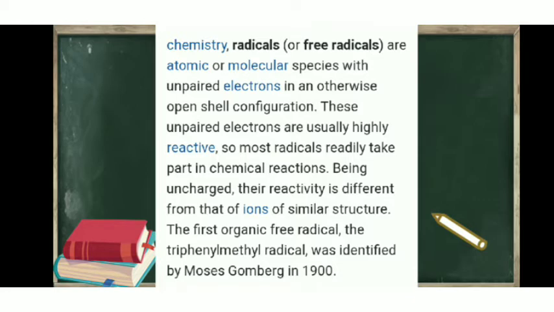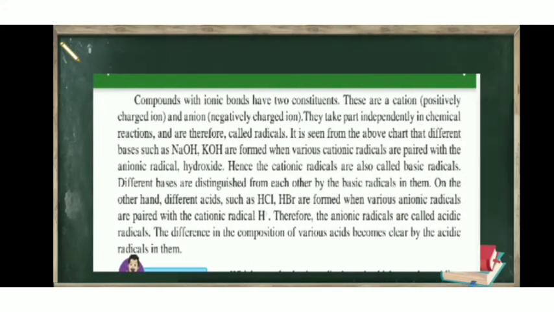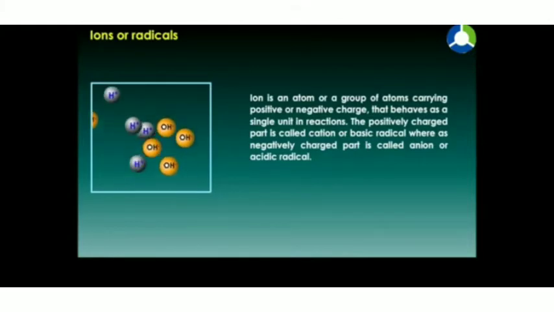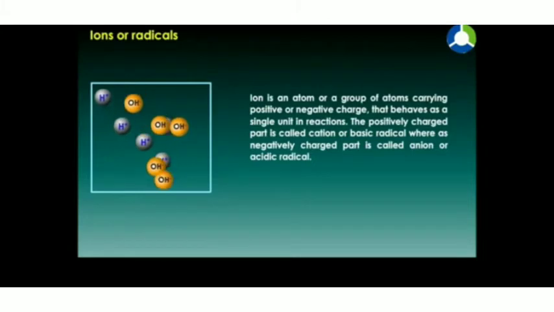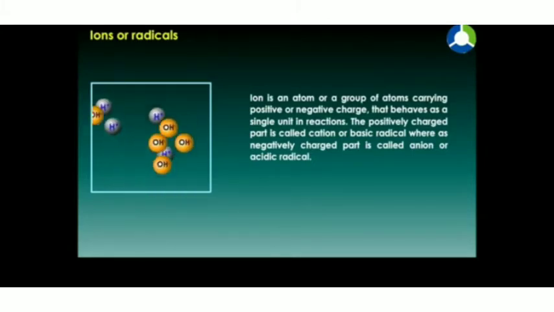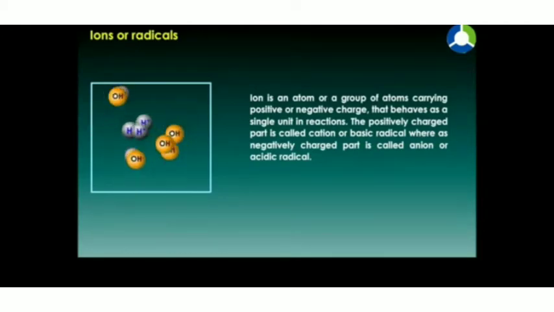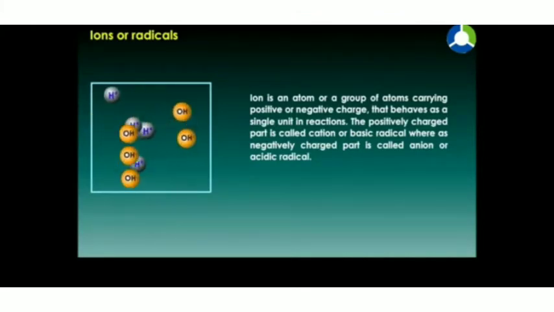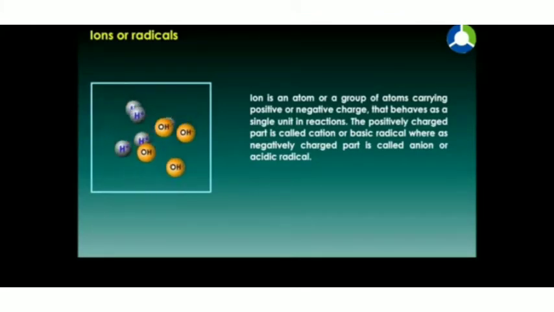So the first organic free radical, the triphenyl methyl radical, was identified by Moses Gomberg in 1900. Ions or radicals: an ion is an atom or a group of atoms carrying positive or negative charge that behaves as a single unit in reactions. The positively charged part is called cation or basic radical, whereas the negatively charged part is called anion or acidic radical.